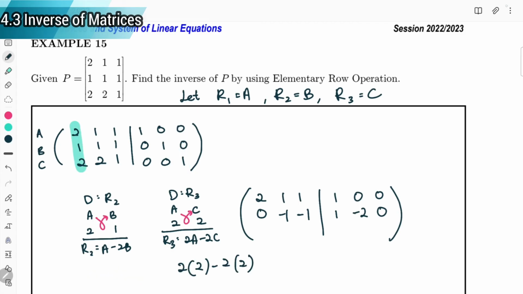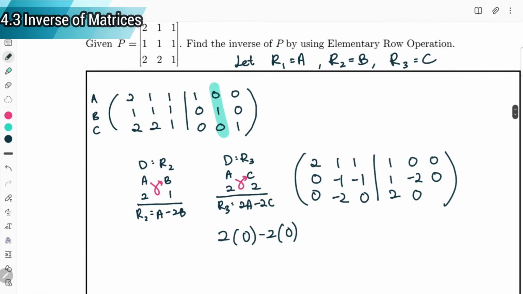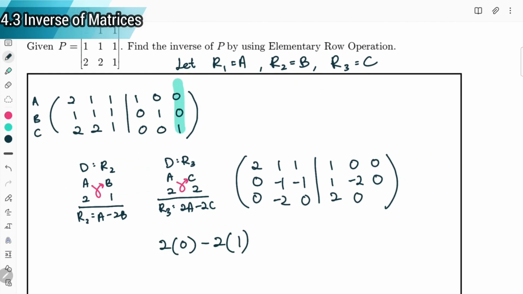Let's repeat that for row 3. So you have 2 times 2 minus 2 times 2, 0. Then negative 2, and 0. And then you have 2, and then 0. And you have negative 2.